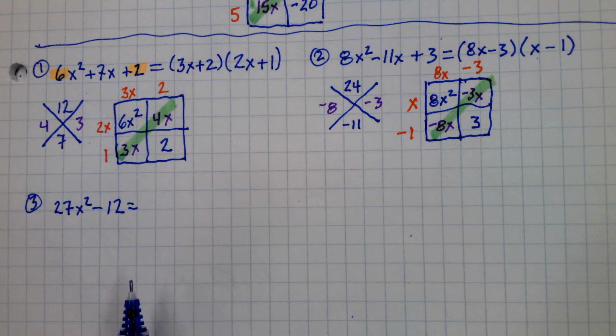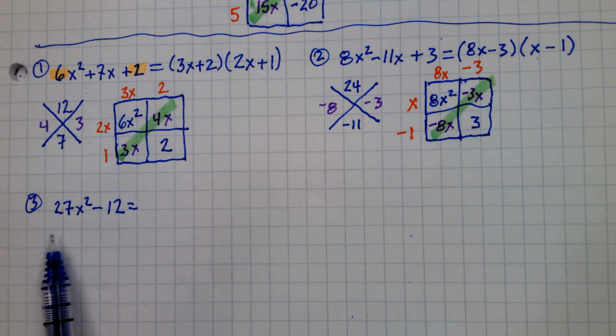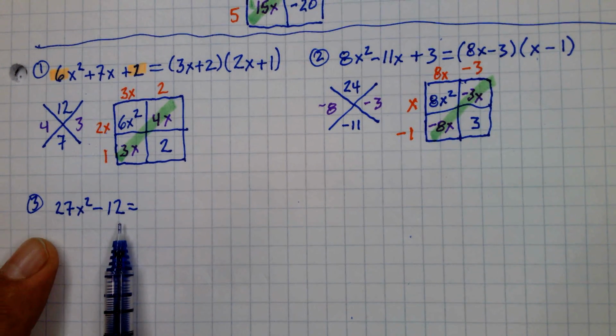Second of all, those numbers are kind of big. Now, there's something that I haven't been looking for that we have to look for in this one. Look at the numbers 27 and 12. Is there anything they have in common that I could factor out? Yeah, just a 3. Let's just take out a 3.